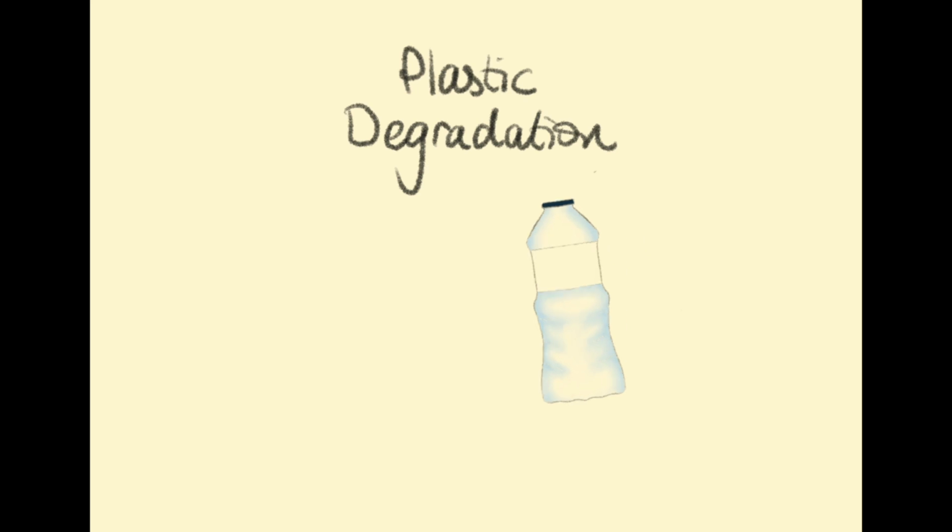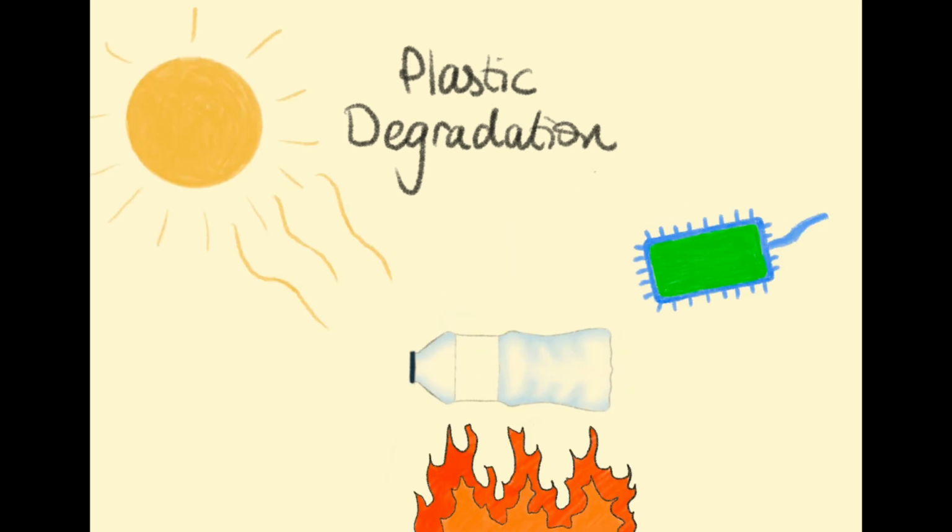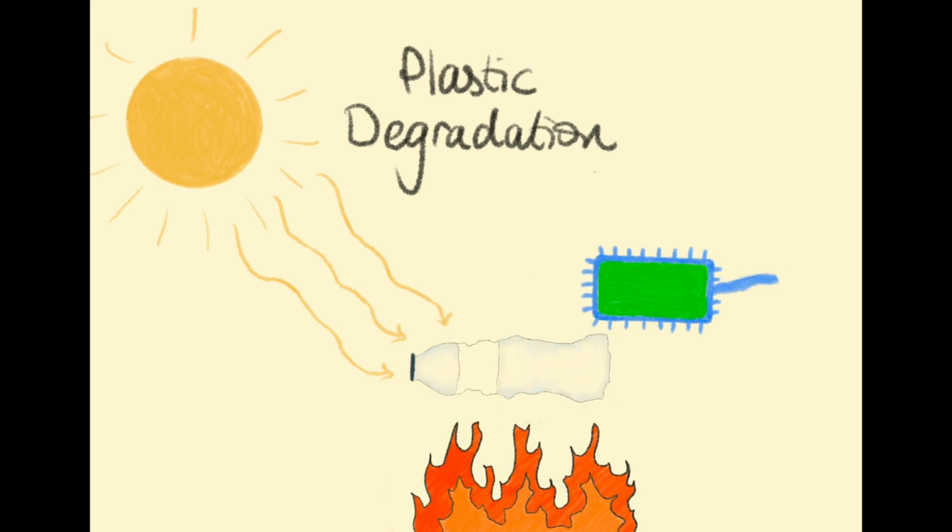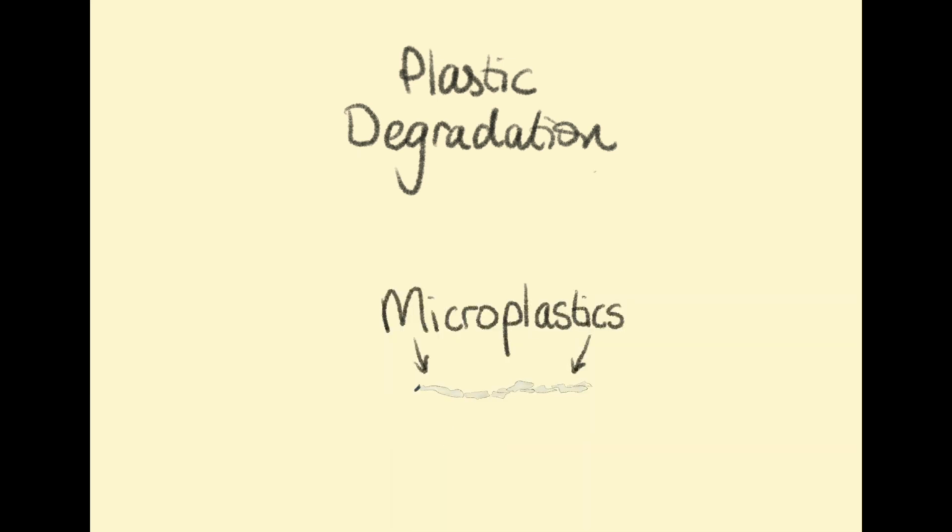There are many mechanisms of plastic degradation, such as photodegradation, thermo-oxidative degradation, and biodegradation. When plastics degrade, they create very small particles known as microplastics. These microplastics can be very toxic to the environment when released.